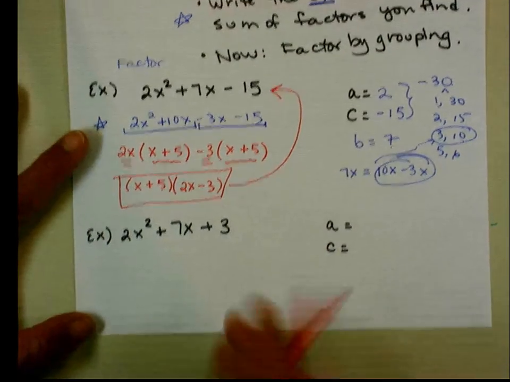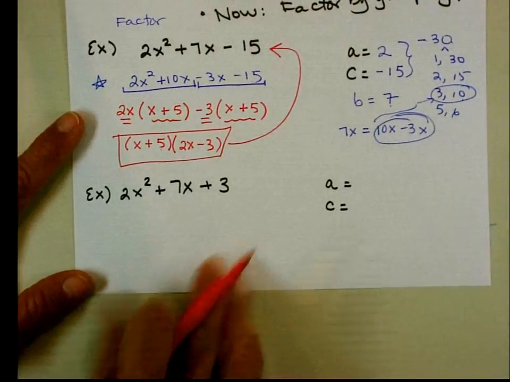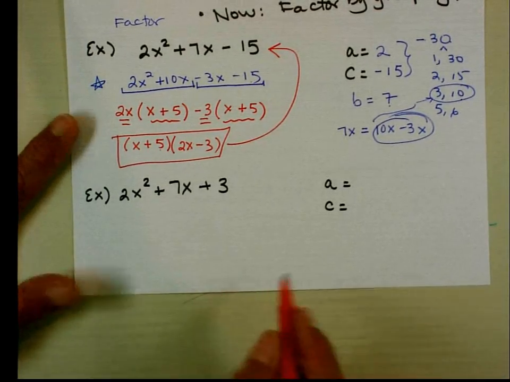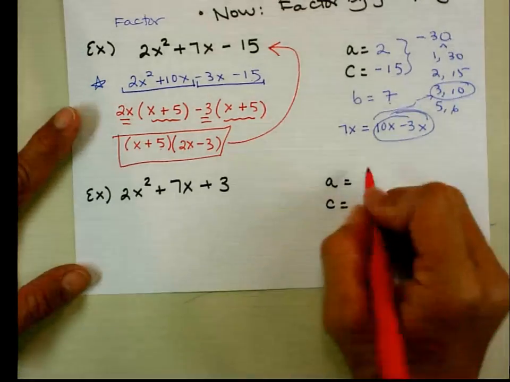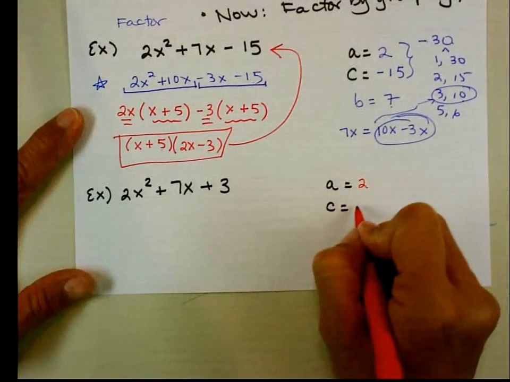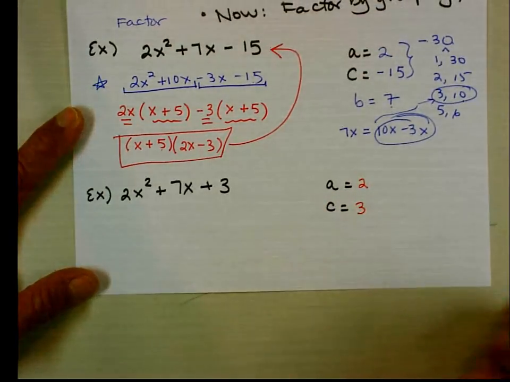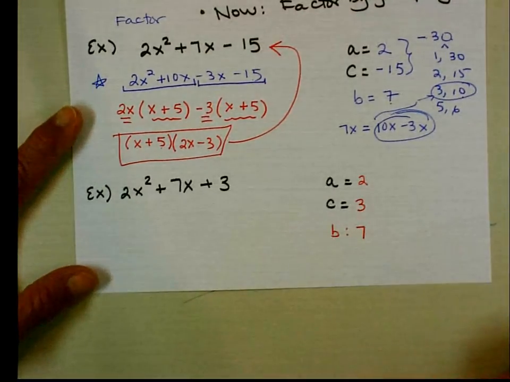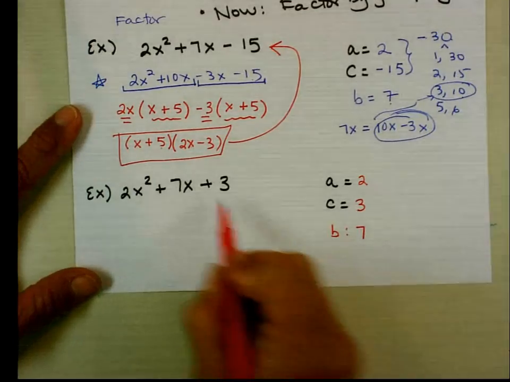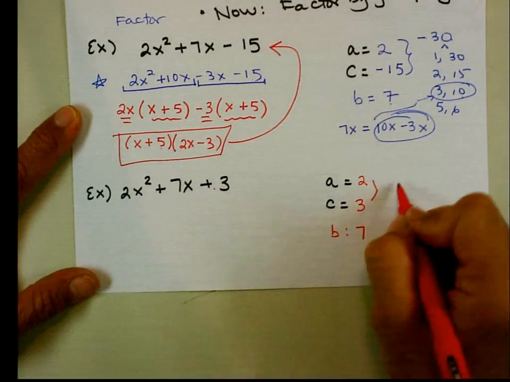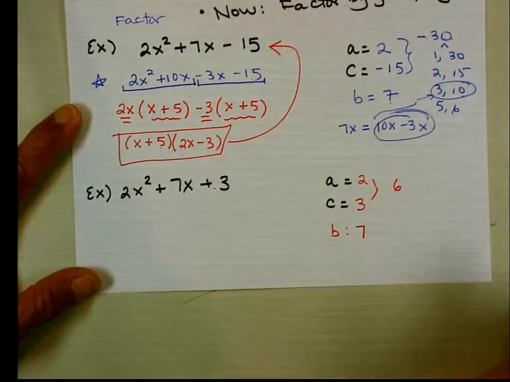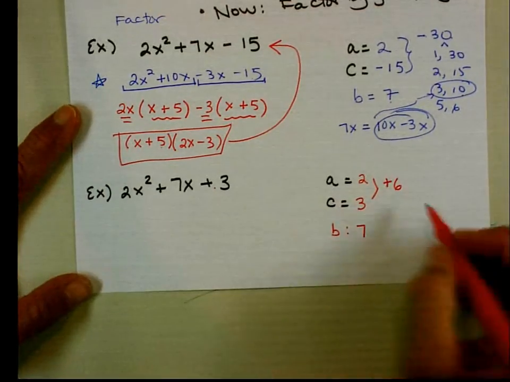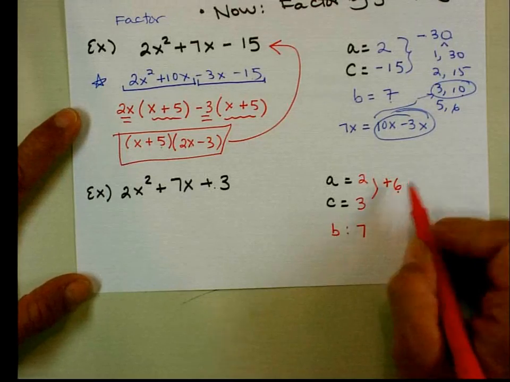Okay, let's do another example. 2x squared plus 7x plus 3. So it starts off the same, but it ends differently. So a is 2, b is again 7, c is 3, but this time c is positive. So when I multiply a and c together, I get a positive 6. So I need a pair of numbers that multiply to positive 6.